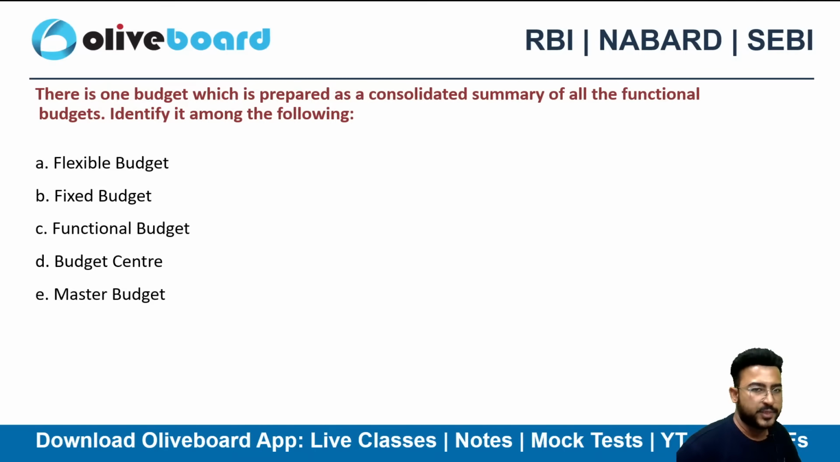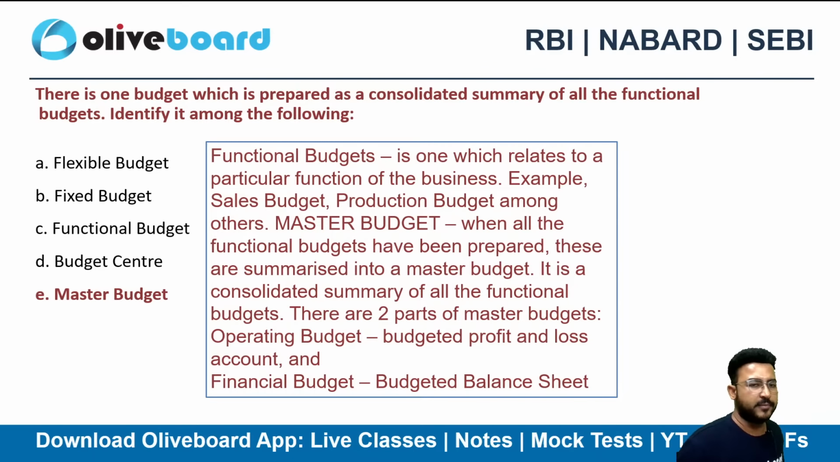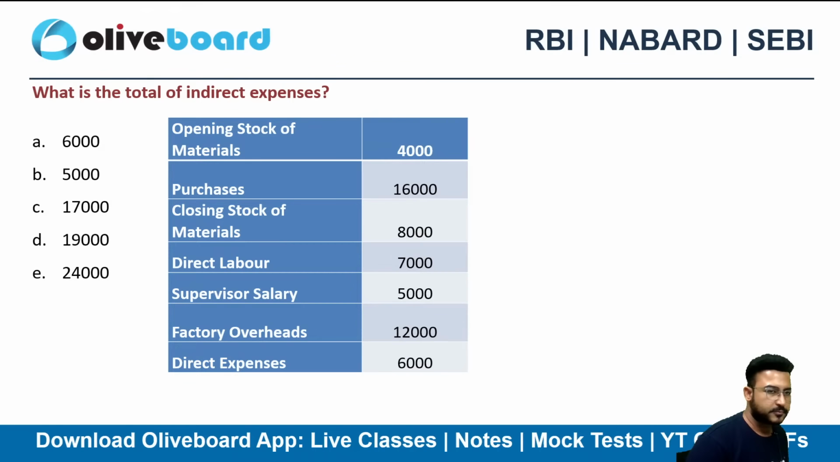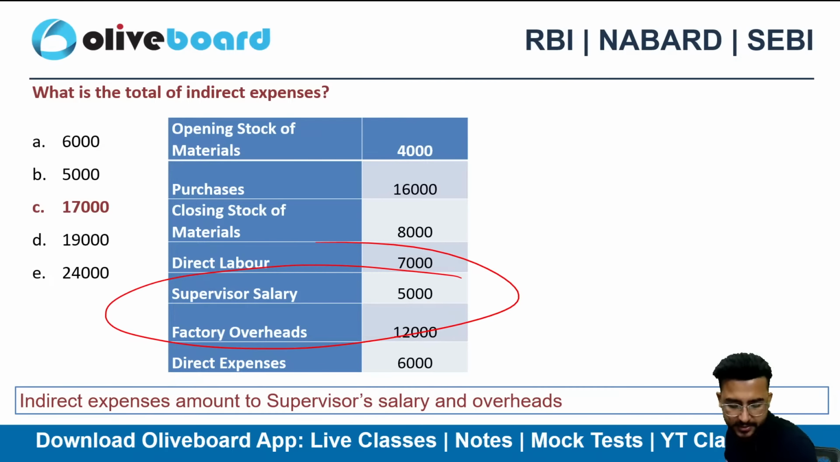There is one budget which is prepared as a consolidated summary of all the functional budgets, so that is called the master budget, right? There are different functions. Master budget is the one which is having all the functional budgets. Acha, tell me the total of indirect expenses from this one. 17,000, a very straight one, right? Why? We just need to take the supervisor salary and the factory overhead. They both are indirect. Rest of the things are direct.